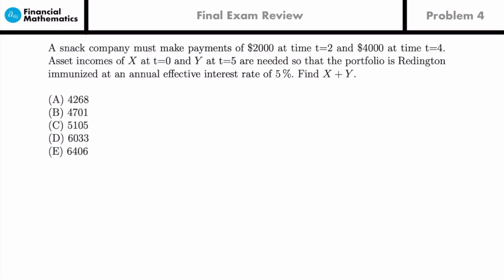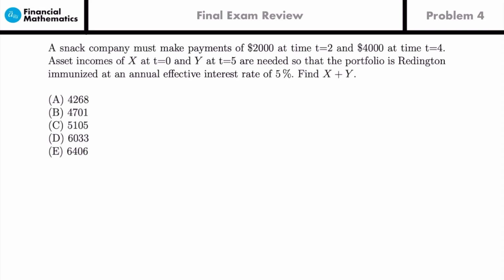Okay, so for problem 4, we have a snack company that must make payments of $2,000 at time t equals 2 and $4,000 at time t equals 4. Asset incomes of X at t equals 0 and Y at t equals 5 are needed so that the portfolio is Redington immunized at an annual effective interest rate of 5%. Find X plus Y. Okay, so in this problem, we are working with immunization, specifically Redington immunization.